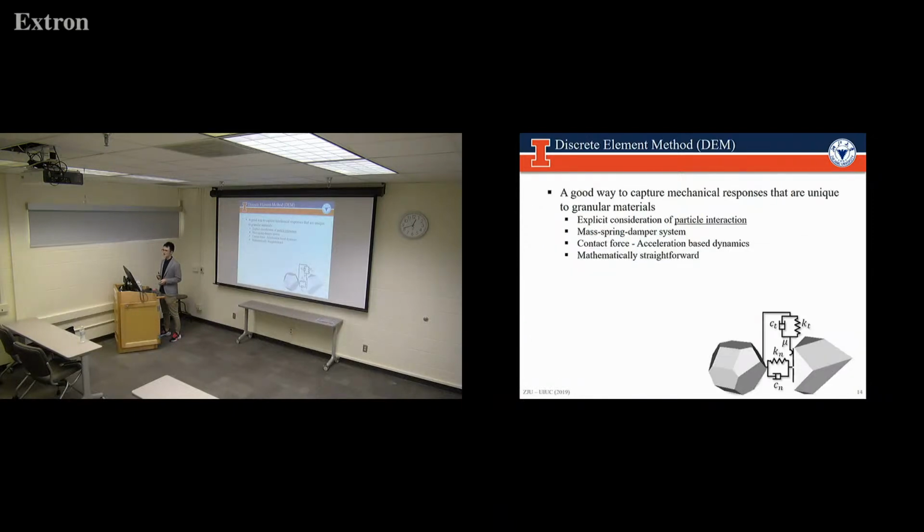The discrete element model, also known as DEM, is a good way to capture mechanical responses that are unique to granular materials, because in DEM we explicitly consider the particle interactions as mass-spring-damper systems. So this is an ideal tool to capture the ballast layer behavior. But as I mentioned, due to the nature of how we do the computation in DEM, it will be computationally expensive.